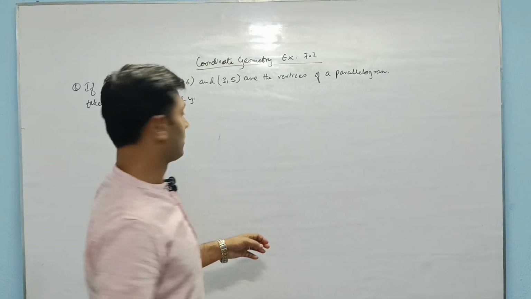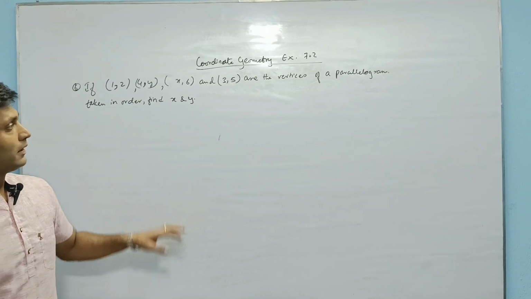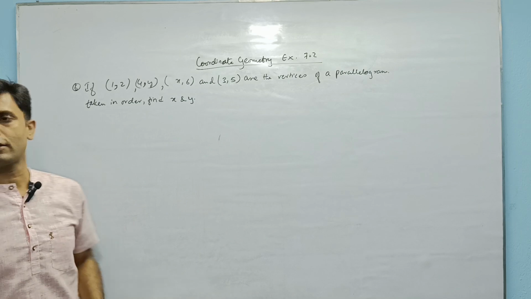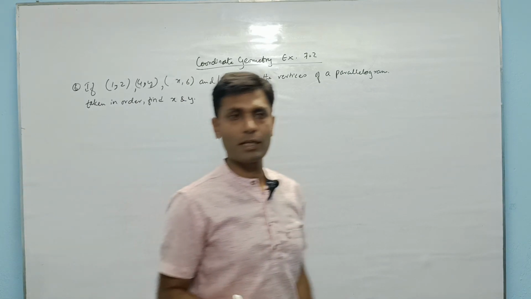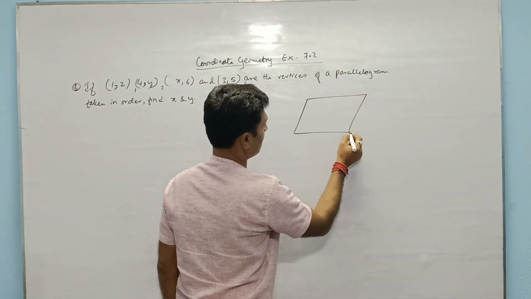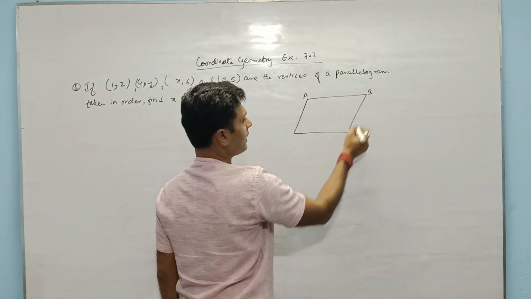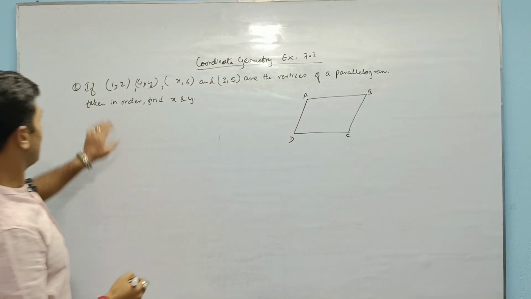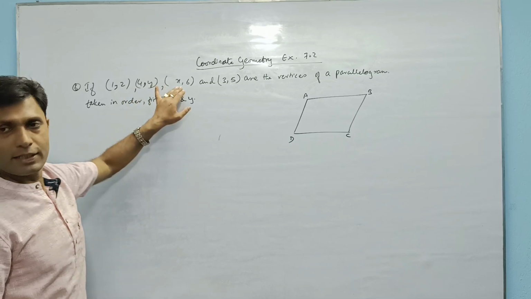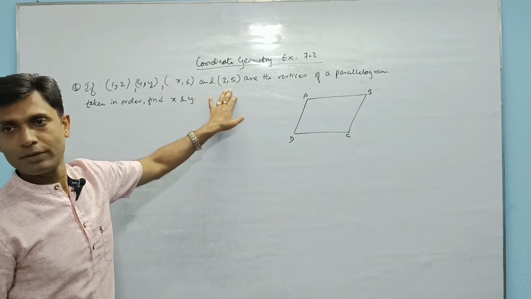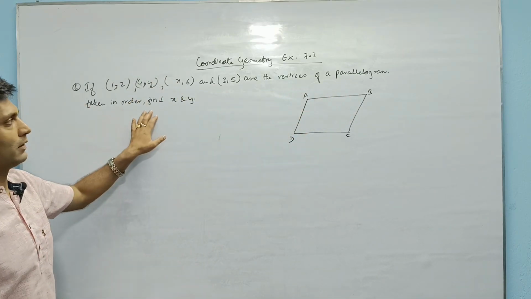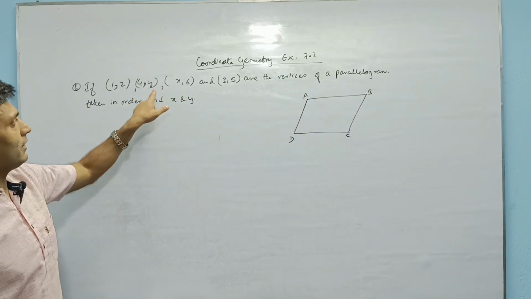Okay, the next question, number 6. It says that these given 4 points, the coordinates, are the coordinates of a parallelogram which are taken in order, right? So let me first draw the parallelogram. This is A, B, C and D. The question says (1, 2), (4, y), (x, 6) and (3, 5) are the vertices of a parallelogram taken in order. We need to find the values of x and y.